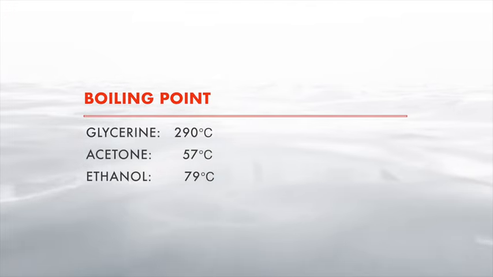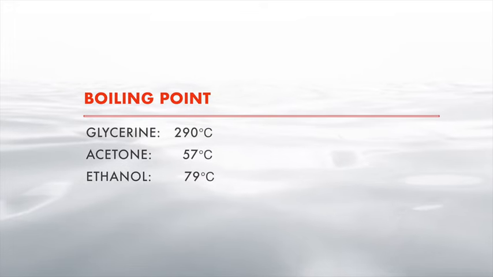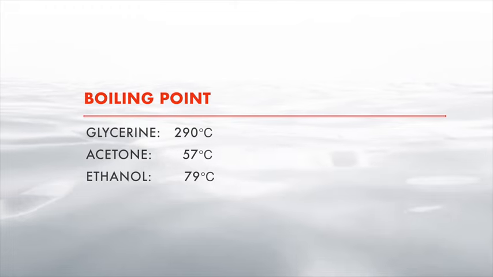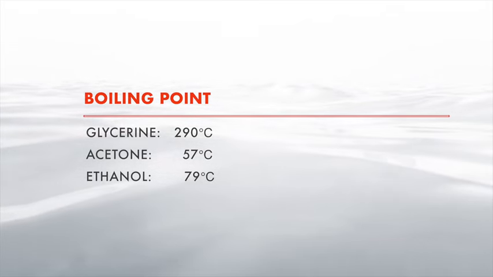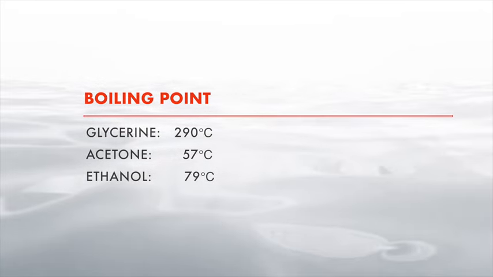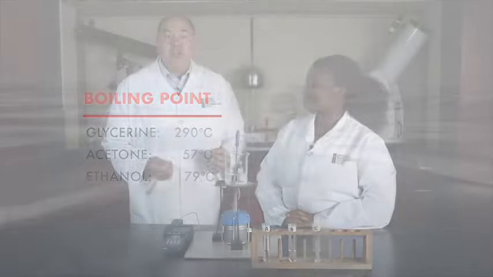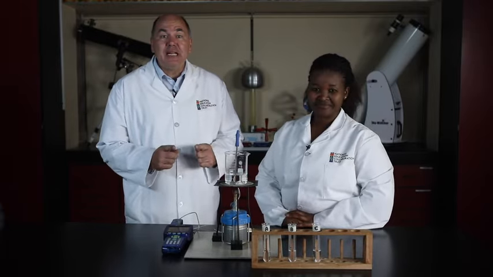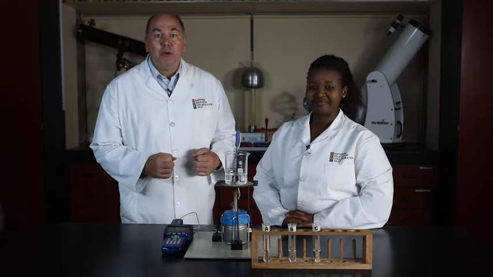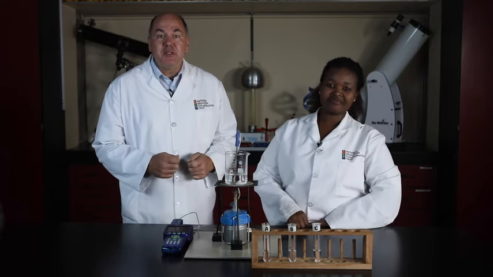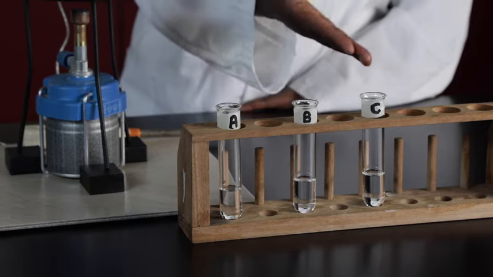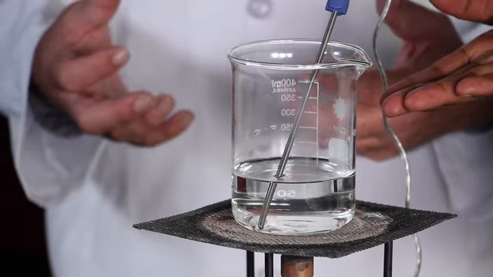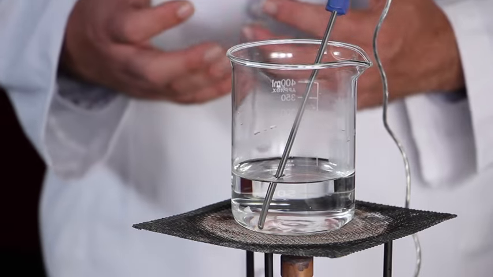Take down the boiling points of these substances. Glycerine has a boiling point of 290 degrees Celsius. Acetone boils at 57 degrees Celsius, and ethanol boils at 79 degrees Celsius. Acetone and ethanol are highly flammable, so it's unsafe to heat them directly with an open flame. We'll put the same amount of each substance into each of 3 test tubes and heat the test tubes in a beaker of water. The beaker of water acts as a water bath.